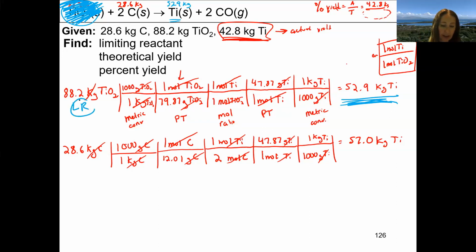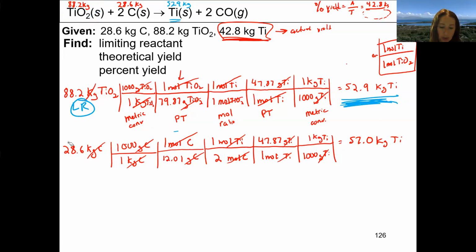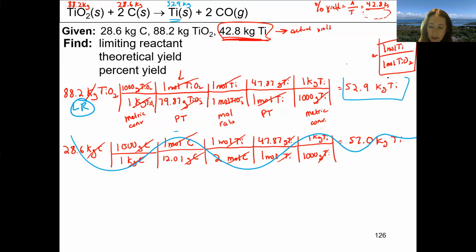This is my limiting reactant. It's gone. After I made 52.9 kilograms of Ti, I didn't have any more of my TiO2 left. See, it's gone. The reaction stops. This is my limiting reactant, which means I did all this work. It's imaginary. It never even happened. So again, this is a little bit longer of a way to do it, but in the end, you just know that your limiting reactant is the one you made less of.